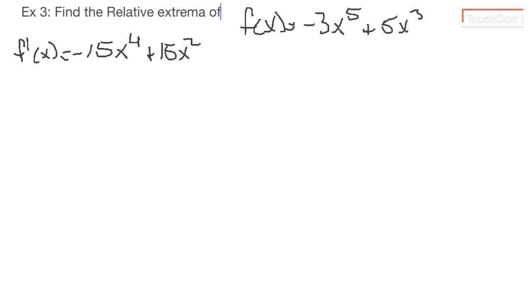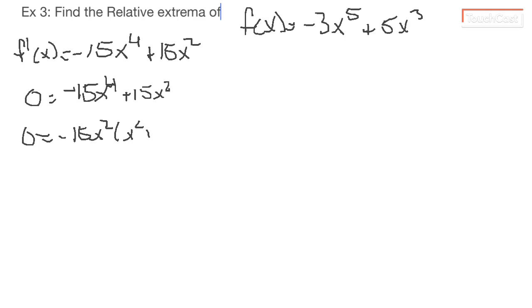Now we're going to find critical numbers. So we're going to set this equal to 0. So 0 equals negative 15x to the 4th plus 15x squared. Both terms have 15, negative 15 we're going to bring out, and an x squared. So 0 is negative 15x squared times x squared plus 1. And actually, I made one mistake. It's not going to be plus 1. It's going to be minus 1.